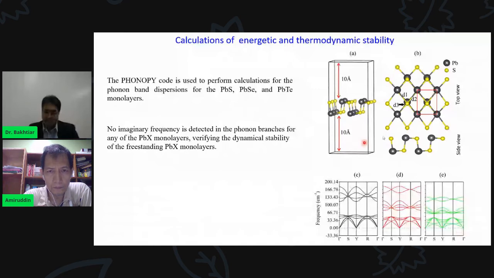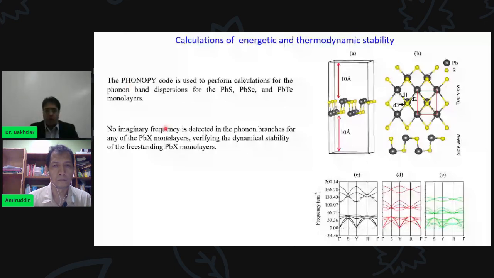Similarly, this phonon band structure cannot be calculated directly in Wien2K, but we use the results of electronic structure obtained from the Wien2K code, and we use it in the Phonopy code. So the Phonopy code gives these results based on the results from the Wien2K code.